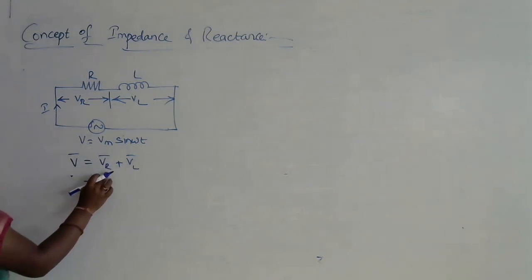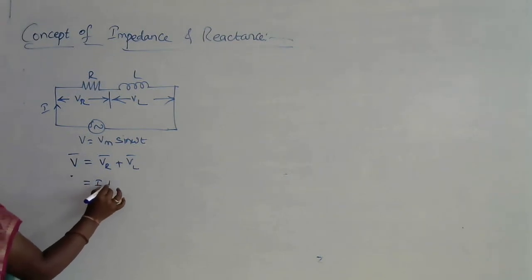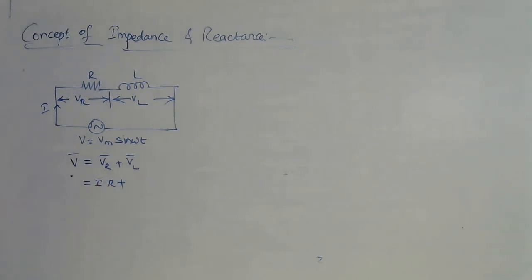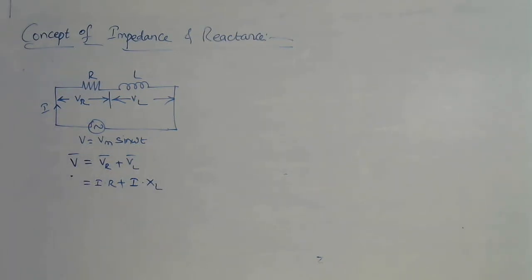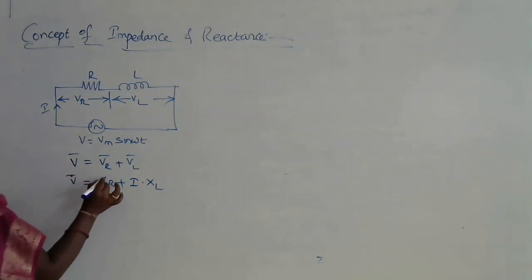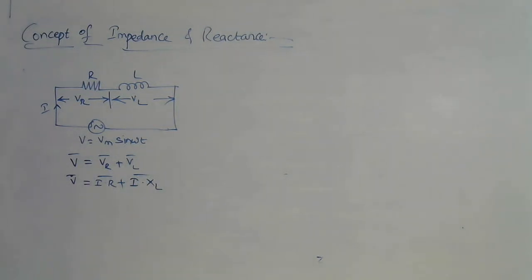Similarly, the voltage drop across the resistance can be written as I into R, and the voltage across the reactance, that is the inductance, can be written as I into XL, where XL is nothing but 2 pi f into L. As we are representing in the vector form, we can represent this in this way. Now, in order to understand the concept of impedance clearly, we need to draw the phasor diagrams.